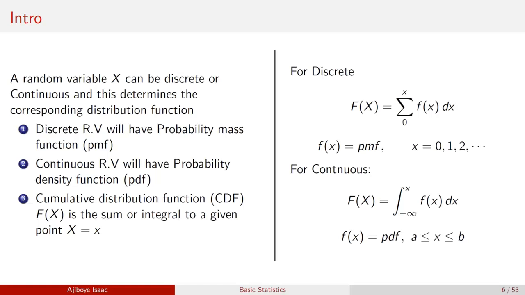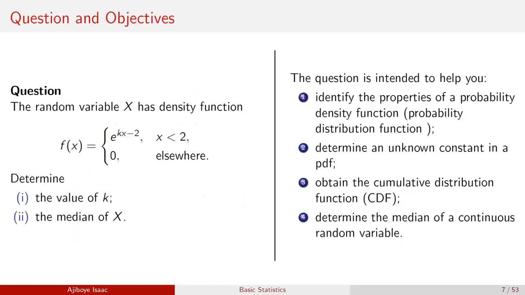Then the cumulative distribution function is the last probability distribution function, denoted as capital F of x, and this is the sum or integral up to a given point x. For discrete, the CDF is the sum of the PMF from 0 to a point x, and we know it is discrete when x is counting, say from 0, 1, 2, and so on. Then for a continuous variable, we integrate the PDF from negative infinity to x, and we know a random variable is continuous if it lies between a given interval, say a to b.